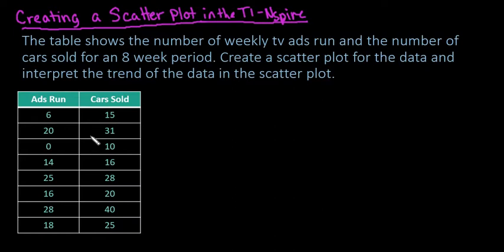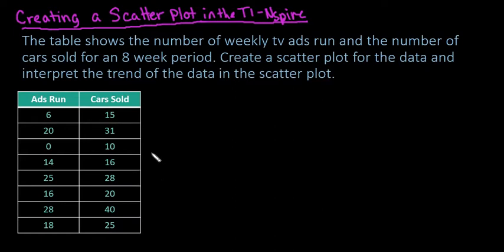When interpreting the trend, you're just describing what you see. Like, as my X increases, what is my Y value doing? Does it look like there's a linear trend? Does it look like there is a more nonlinear trend? What kind of association do you see in your graph?